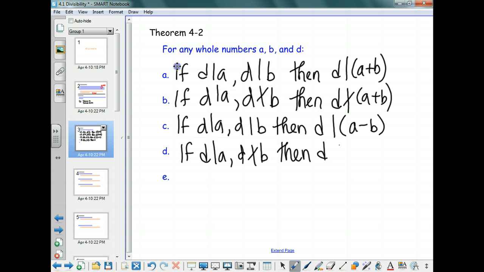Then D does not divide A minus B. I'm going to use the 20 and 7 from a minute ago. Okay? So 4 divides 20. 4 does not divide 7. So 4 is not going to divide 20 minus 7. So what's 20 minus 7? 13. So does 4 divide 13? No. Okay?